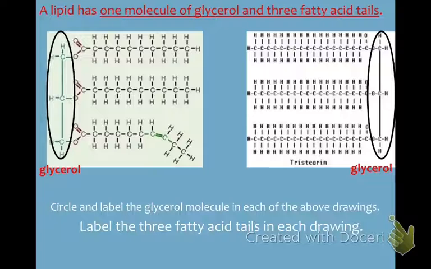Each of the tails or ribbons that's hanging off of that glycerol is a fatty acid. Okay, so both of those are fatty acids, both of those are fatty acids, both of those are fatty acids.